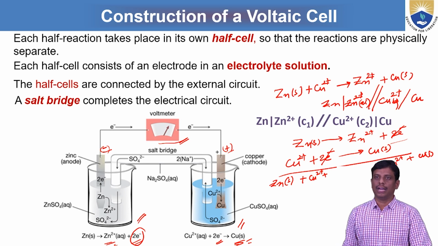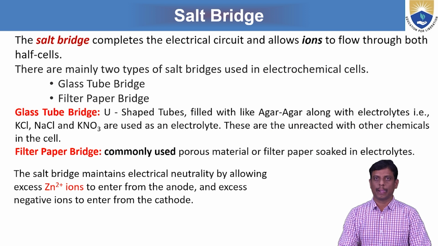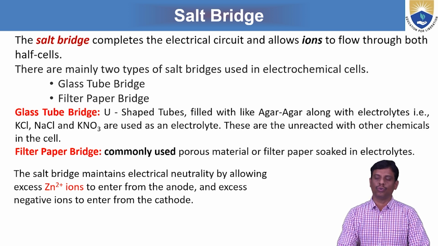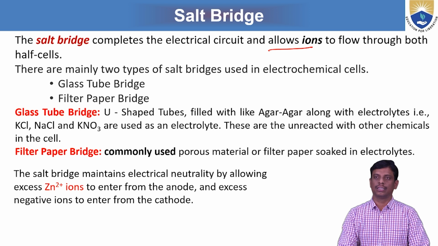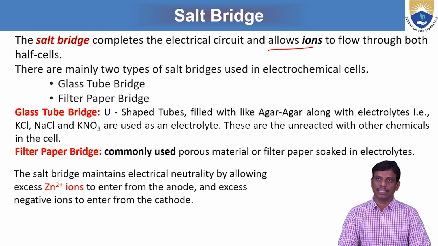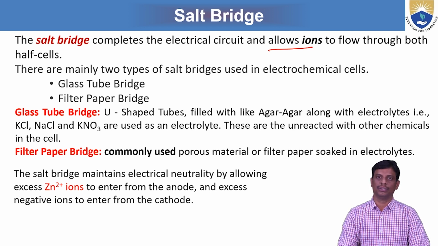And what is the advantage of the salt bridge in the voltaic cell? The salt bridge completes the electrical circuit, the electrochemical circuit, and allows the ions to flow through both half cells. It allows only ions. While allowing the ions, no potential is generated in the salt bridge. That's the reason a non-reactant electrolyte is required in the salt bridge.